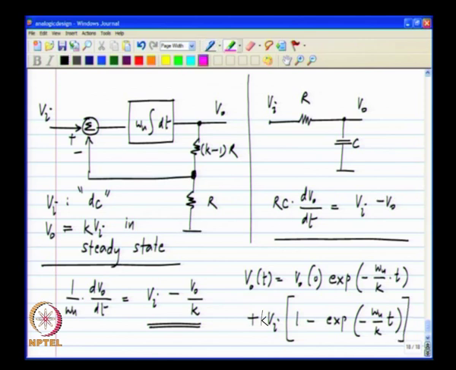so the first part is the initial condition which decays with a certain time constant, and the second part is related to the input Vi and it grows with the same time constant. It is exactly the same behavior that is seen in a first order RC filter.